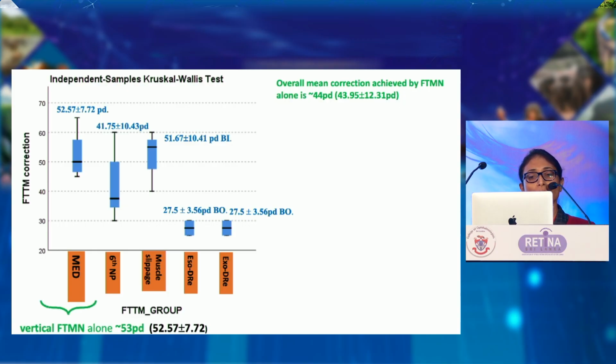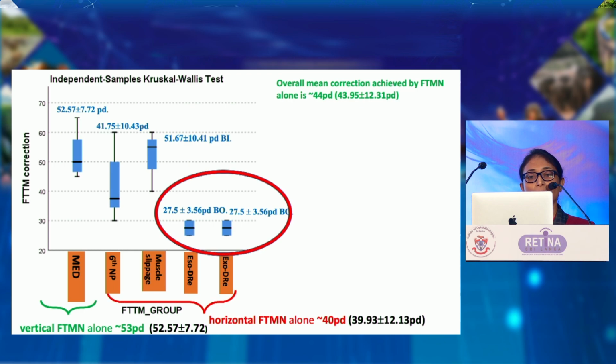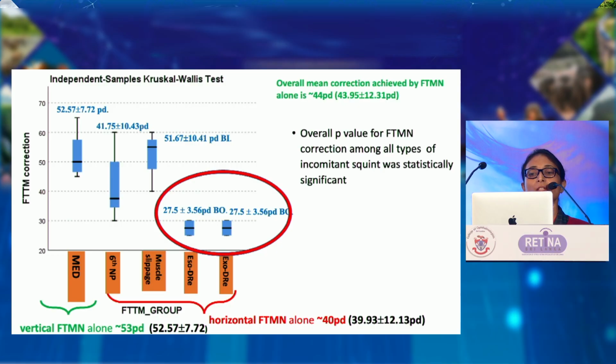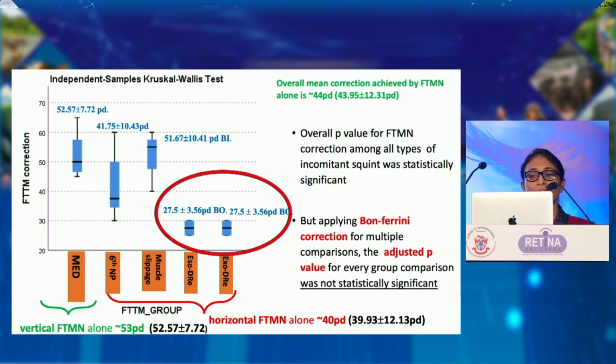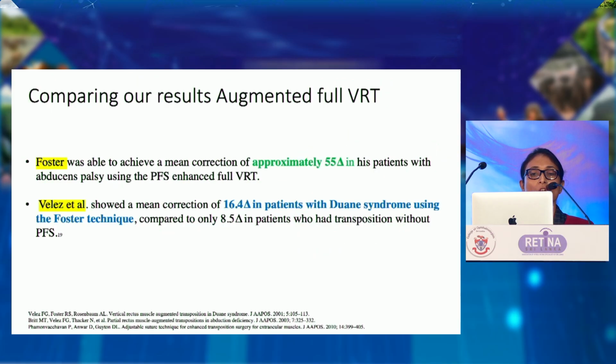The vertical group improved around 53, and the horizontal group improved around 40 prism diopters. The mean correction achieved in the restrictive squint was smaller, but the overall p-value was statistically significant; applying Bonferroni correction for multiple comparisons, the adjusted p-value was not statistically significant. If we compare the results with the augmented full VRT, we found similar results. Even in cases of restrictive strabismus, our results matched with the study by Velez et al.